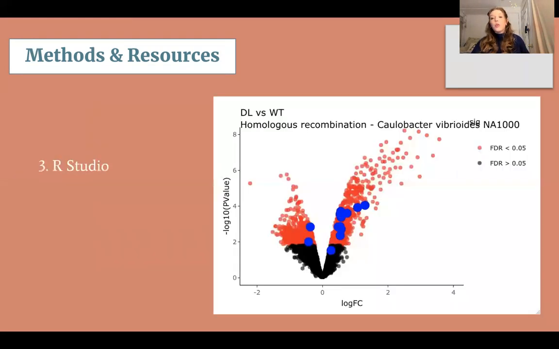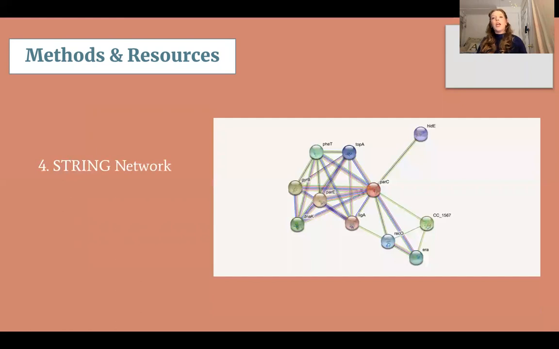I'm also using RStudio. We have a couple of volcano plots that are able to show the upregulation and downregulation of these genes in relation to lon and their false discovery rates. I'm also using STRING network. With STRING network, we're able to put in all the data and show different types of enriched pathways, as well as see the different types of genes that are related.